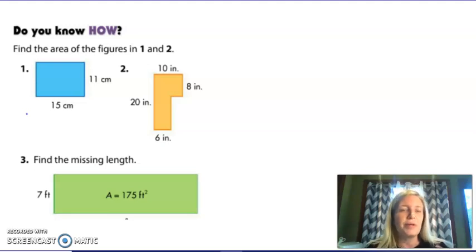Hey guys, okay, so here we go. This is our do now. I would like you to pause me and do these 3 questions in your notebook, 1, 2, and 3. You can label it do now for section 17-3.